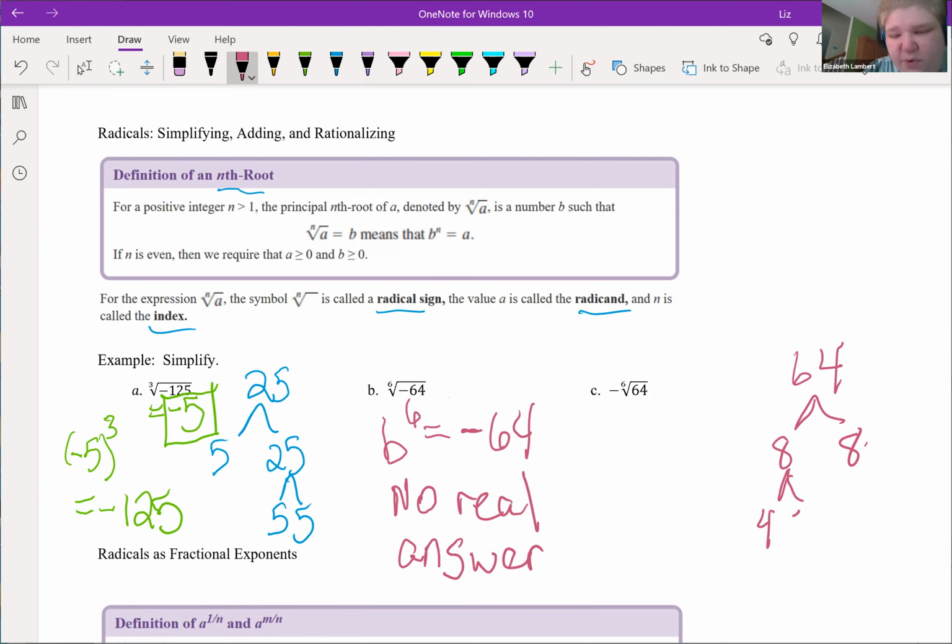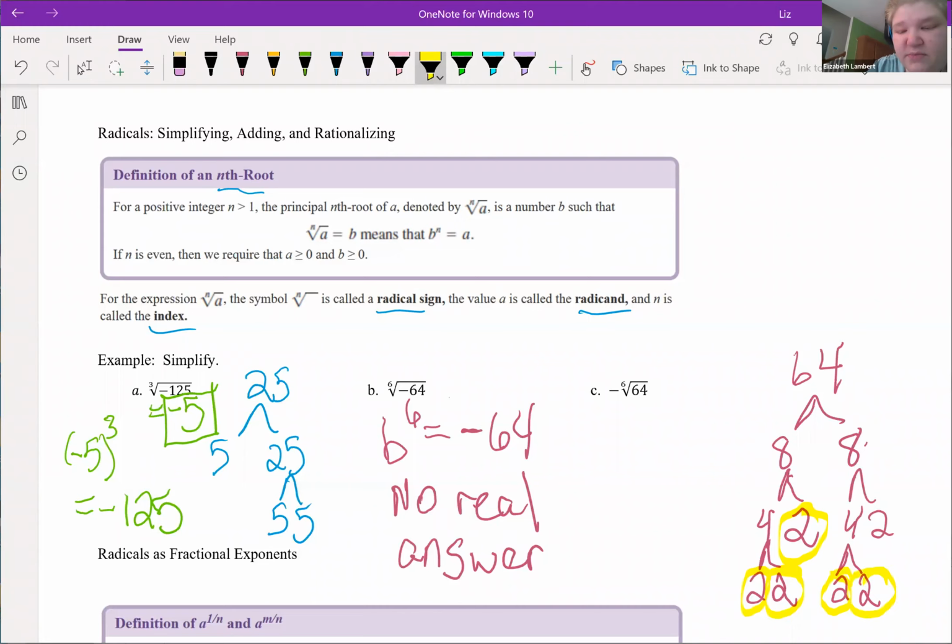So 8 is going to be 4 times 2. And then the 4 is another pair of 2s. So let's count them up. Now, when we look at this, we are only looking at the numbers that are at the ends. So those numbers I just circled are the same as 64, all those numbers multiplied. The 4 and the 8s that come before are not part of this because we broke them down further. So it has to be an endpoint number that doesn't break anymore that we're going to count.